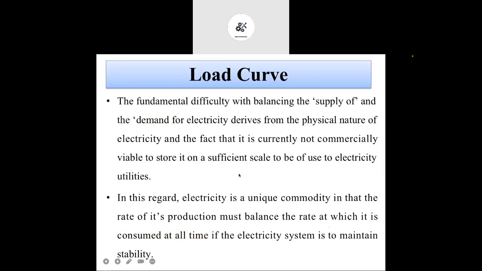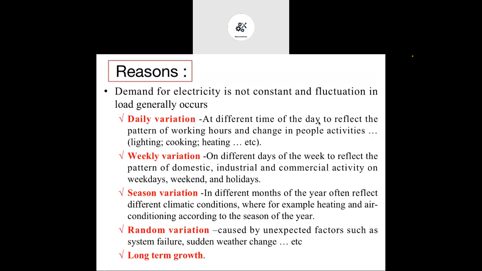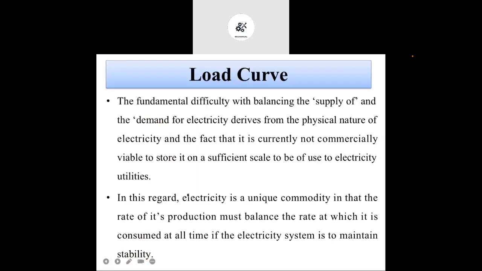So first, that is the load curve. We saw the basics of the load curve. Basically, the load curve means it is the consumption of electricity, or we can say the demand from the customer with respect to time. If you plot the demand of a customer with respect to time, considering the x-axis as time and the y-axis as demand, then it is called a load curve.